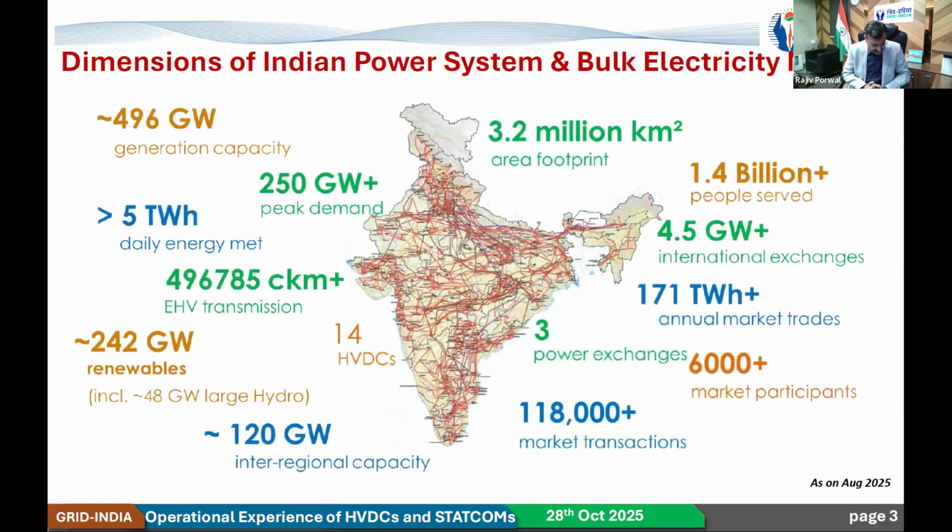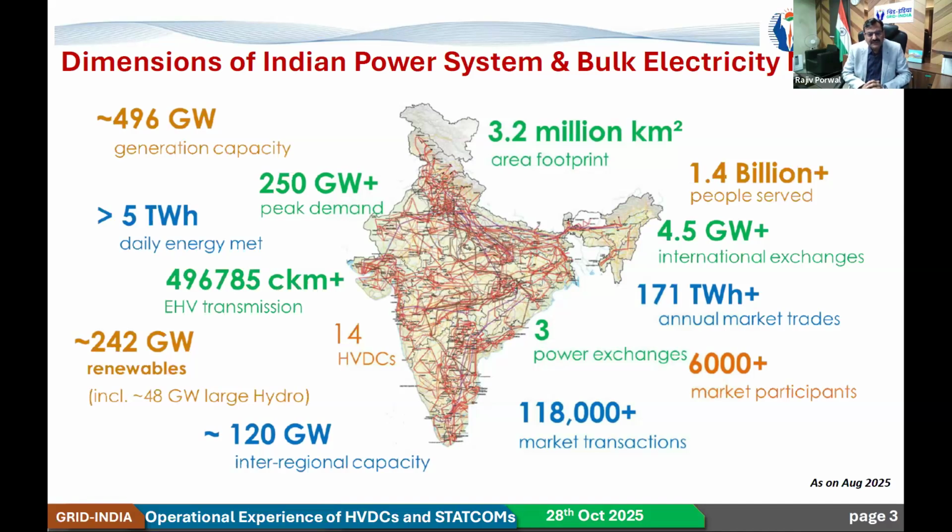The dimension of the Indian power system, as you all know: we have around 500 gigawatts of installed capacity. We have met a peak load of 250 gigawatts and a daily energy demand met of around 5 terawatt hours, with around 5.5 million circuit kilometers of EHV transmission. We have 242 gigawatts of renewables, including large hydro of around 48 gigawatts. We have 5 regions in the country, with around 120 gigawatts of interregional capacity.